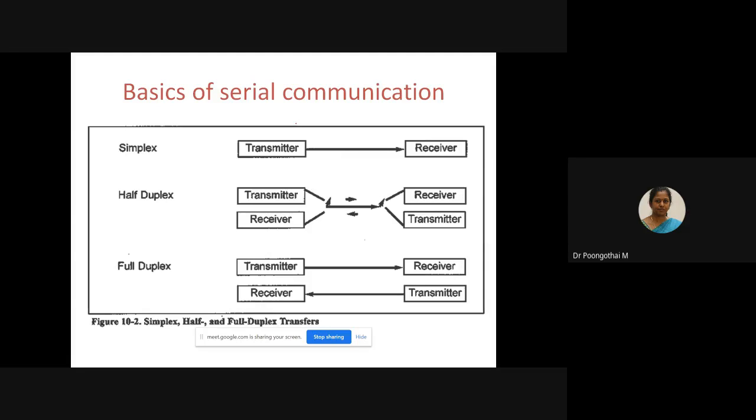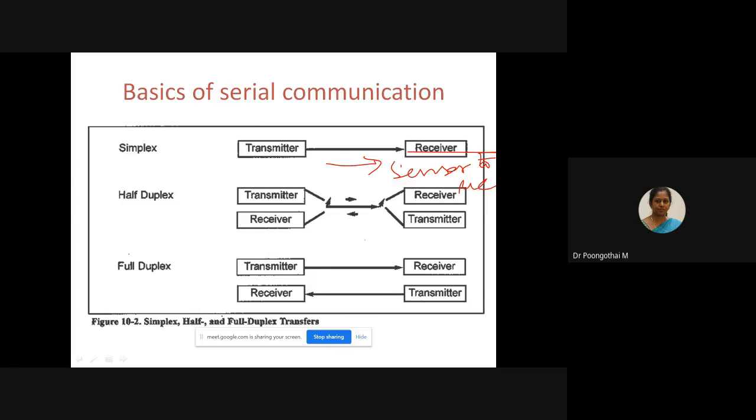Coming to the basics of serial communication, we have three types. Serial communication is classified into three types of communication links: simplex, half duplex and full duplex. A simplex data line can transmit data in only one direction. For example, data from sensors to a processor or controller is an example of simplex data transfer.